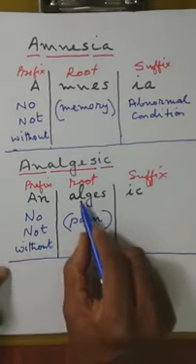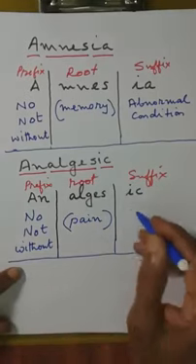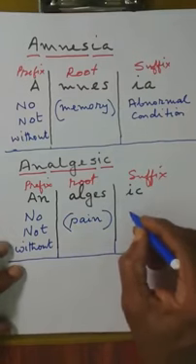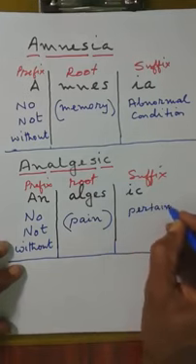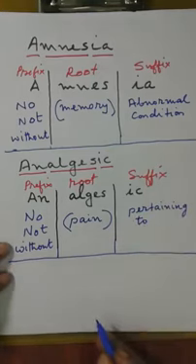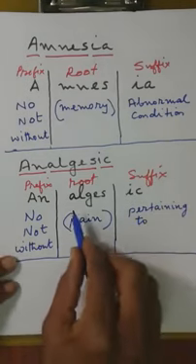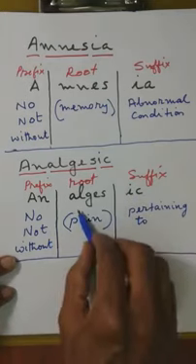The root alges means pain. IC is pertaining to. Pertaining to the alges situation, about the pain.